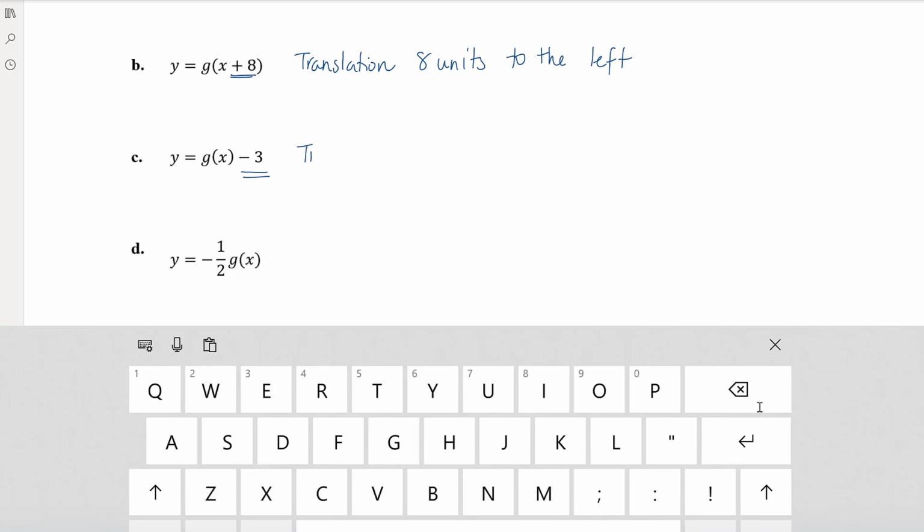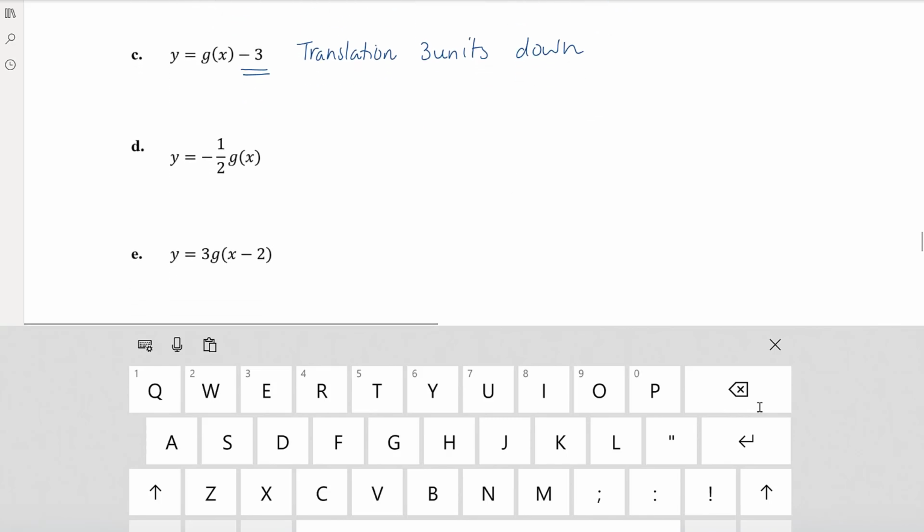So this is, again, a translation, and it's by 3 units down because of the minus. Okay, part D, we've got negative half. So we've got two things happening here, the negative and the half. So the negative is reflection in the x-axis. So again, you need to use the word reflection, not flip.